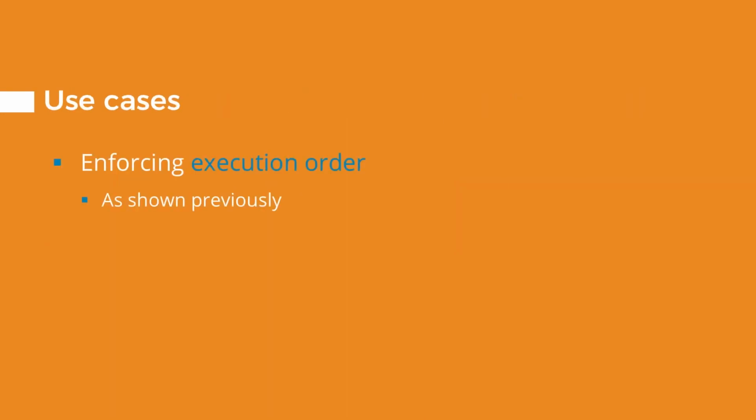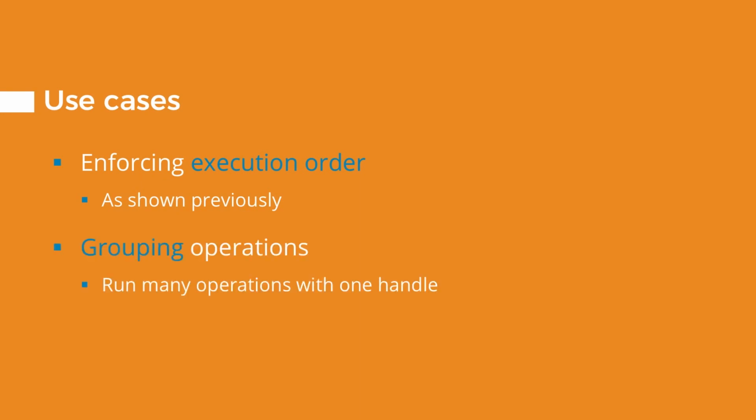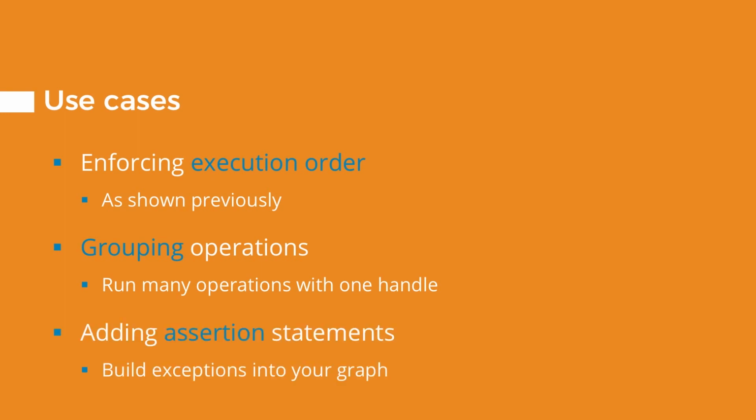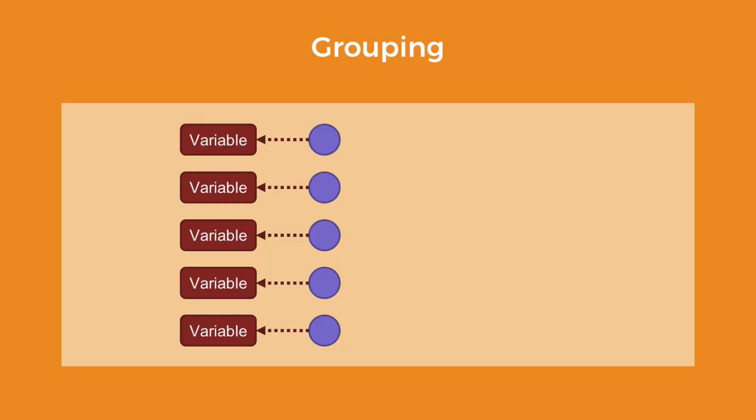So, use cases for adjusting and playing with our control dependencies. We can enforce execution order, which is what we just talked about. We can also group operations together, so we can run many operations with one helper. We can also add assertion statements for debugging purposes. So let's look at grouping.